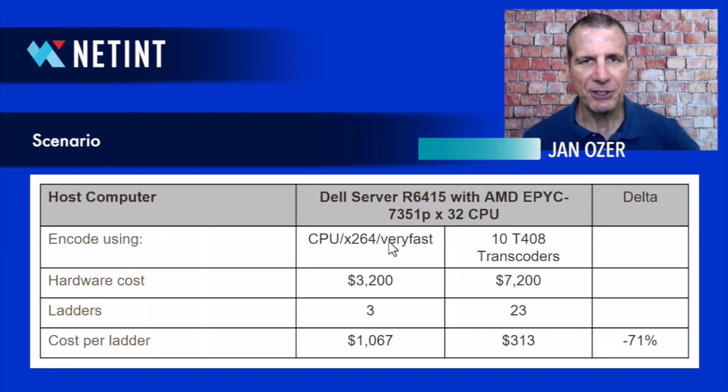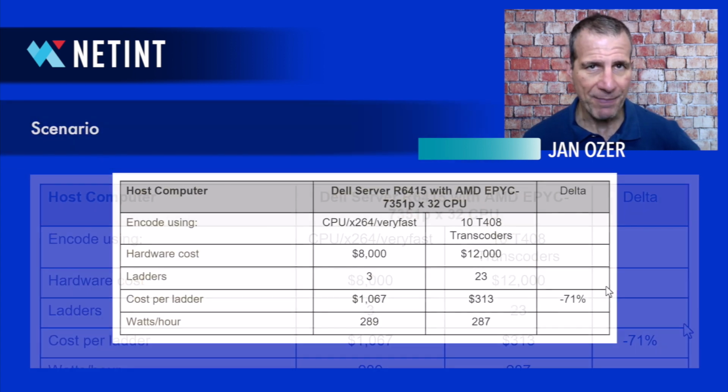Looking at CPU-only encoding, we see that the hardware cost was $3,200. We got 3 encoding ladders for a cost per ladder of around $1,067. With the 10 T408 transcoders, the hardware cost us $7,200, but because we got 23 encoding ladders instead of 3, the overall cost per ladder was $313 for a savings of 71% on CAPEX.